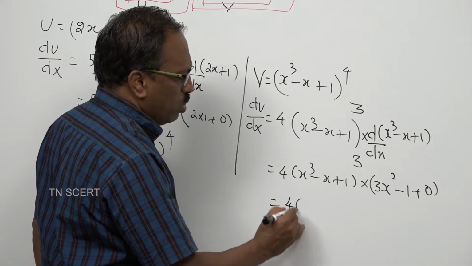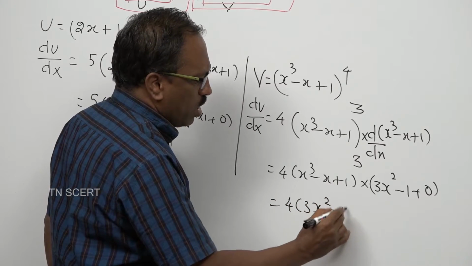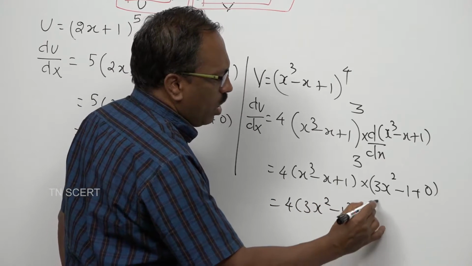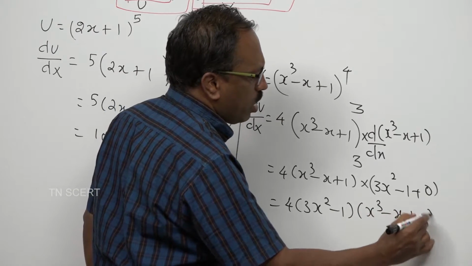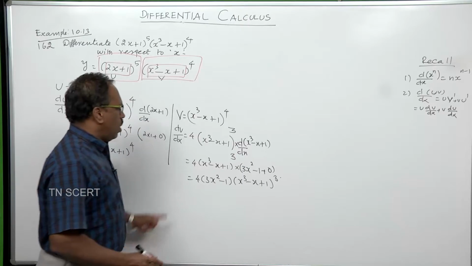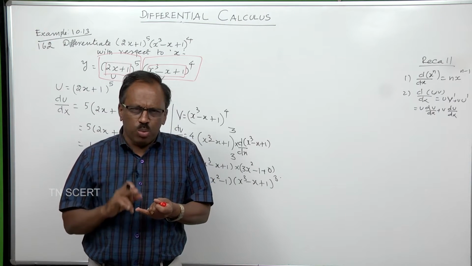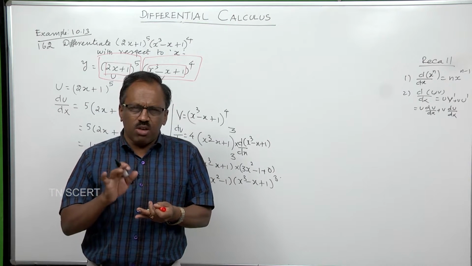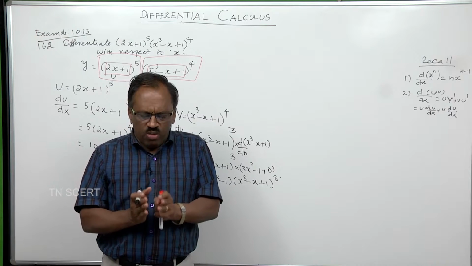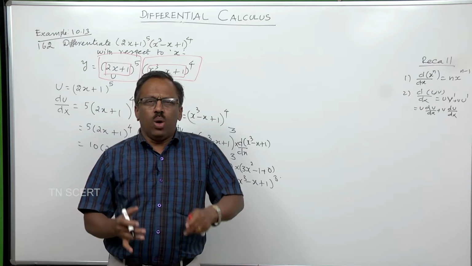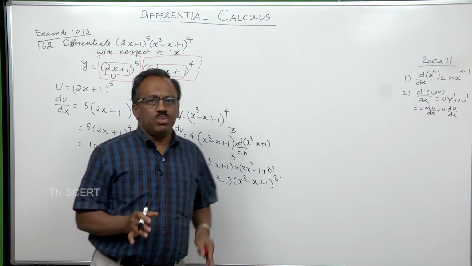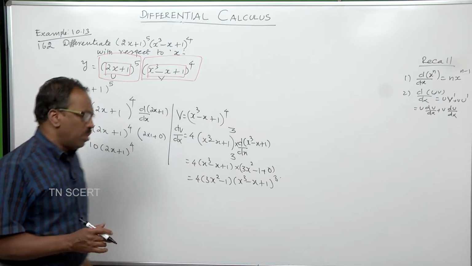So 4 into 3x square minus 1 into x cube minus x plus 1 whole cube. So now I have found du by dx and dv by dx, two different parts I have done. Now I have to take the problem with the help of the second formula.